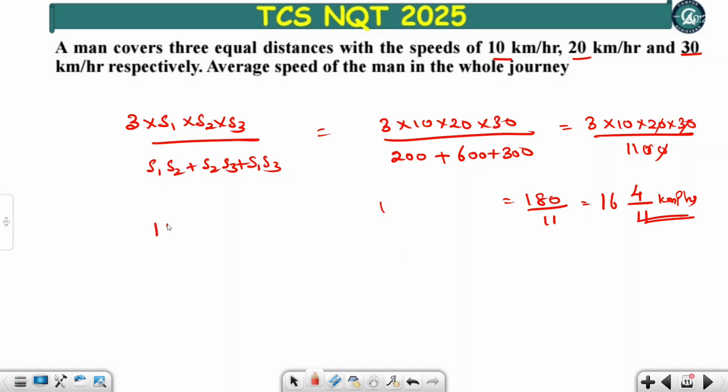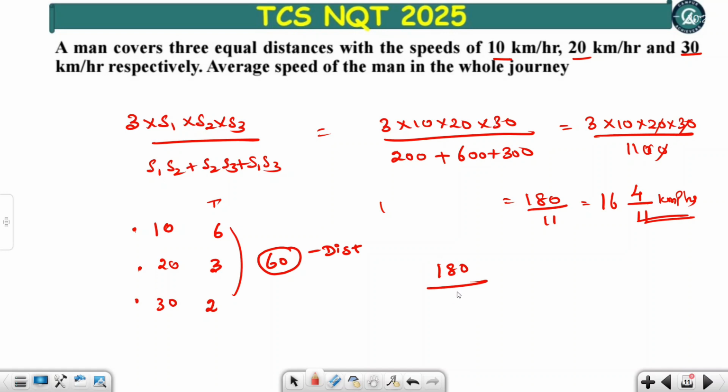Another method: take the LCM of 10, 20 and 30. The LCM is 60. Consider this 60 as the distance. A distance of 60 at a speed of 10 km per hour takes 6 hours, here it is 3 hours, and here it is 2 hours. So the total distance is 60, 60, 60, that is 180, divided by 6 plus 3 plus 2, which is 11. So 180 by 11, again about 16.4 kilometer per hour. This will be the average speed of the man in the whole journey.